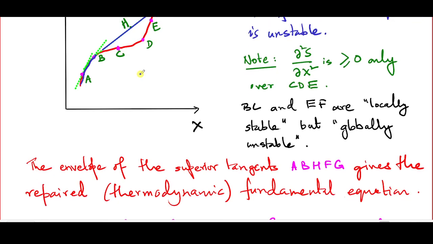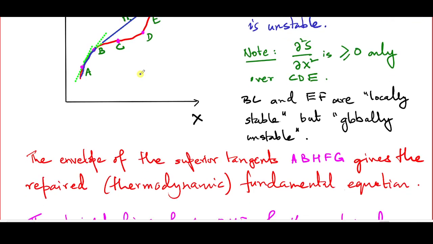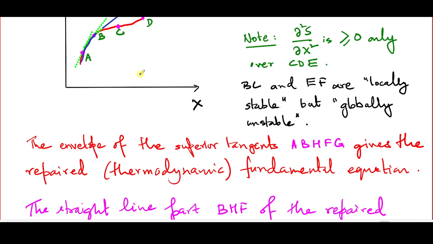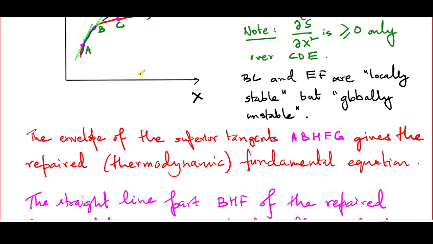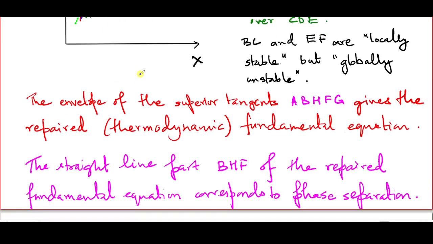So this is the final result about repairing a fundamental equation. The envelope of the superior tangent ABHFG gives the repaired thermodynamic fundamental equation. This is the correct fundamental equation according to thermodynamics. And the straight line part of the repaired fundamental equation corresponds to phase separation. This is going to be extremely important when we talk about phase transitions later.